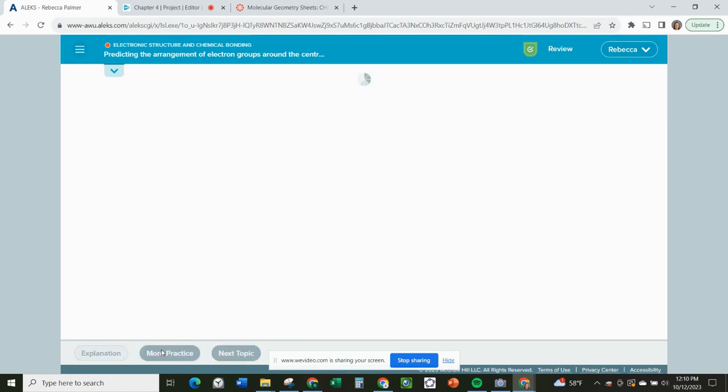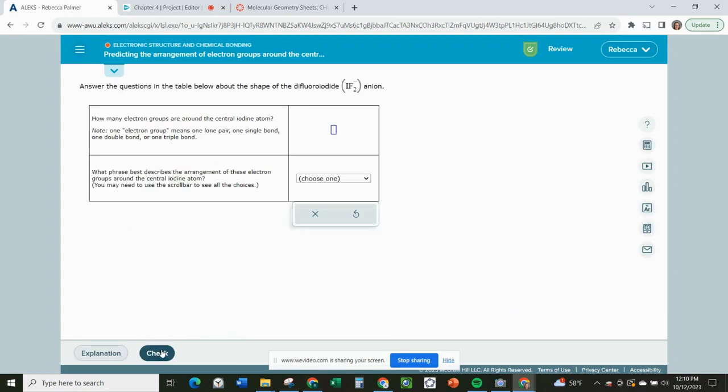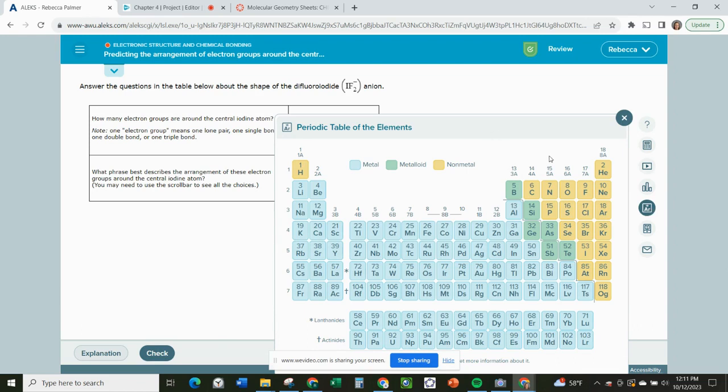All right. Let's practice another one. This one is difluoroiodide. And this one's an anion, so we're going to watch for that. So I'm going to write this down. We've got F2 minus. And we need to know how many valence electrons iodine and fluorine have. And they're both in this column. That's 7 valence electrons.